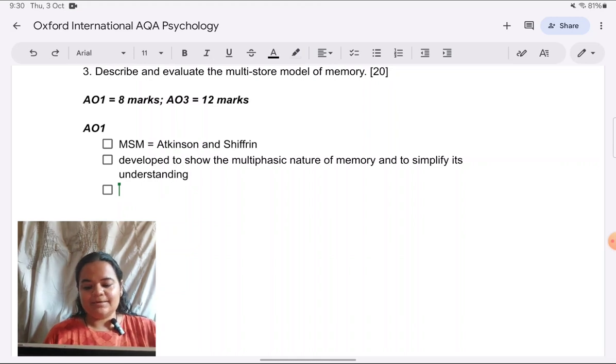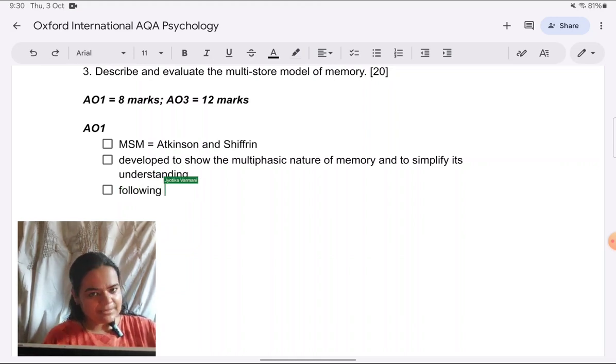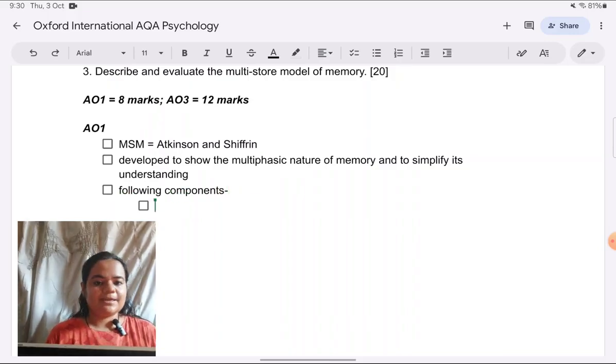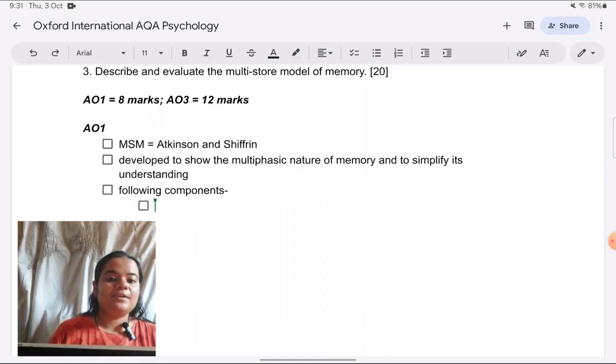Now I can start addressing the components, of course, the most important part of MSM. Also, some students will ask me, do we need to generally define what memory is, like an introduction for a long answer? And do we have to have a proper conclusion in the end? No credit is given for introduction and conclusion. So I would suggest you avoid it.